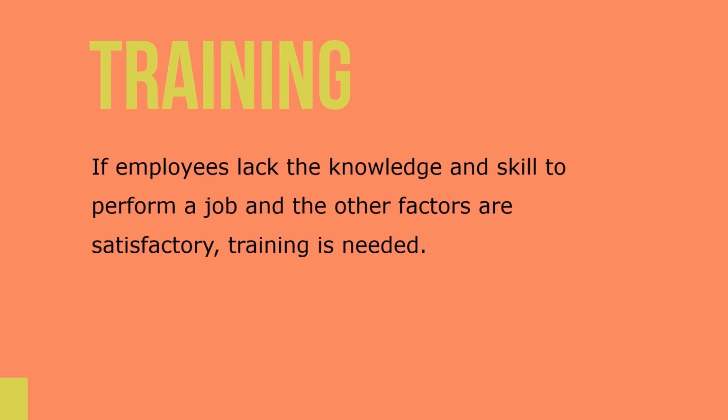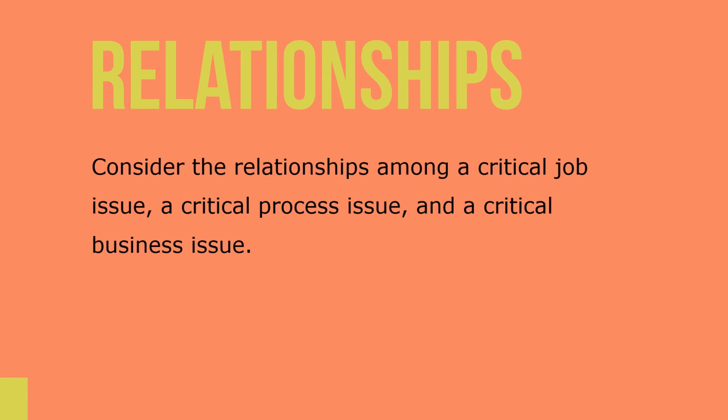It is also important to consider the relationships among a critical job issue, a problem or opportunity that is critical to the success of a job within a company; a critical process issue, a problem or opportunity that is critical to the success of a business process; and the critical business issue, a problem or opportunity that is critical to the success of the company. If the critical job issue, critical process issue, and critical business issue are related, training should be a top priority because it will have a greater effect on business outcomes and results and will likely receive greater management support.